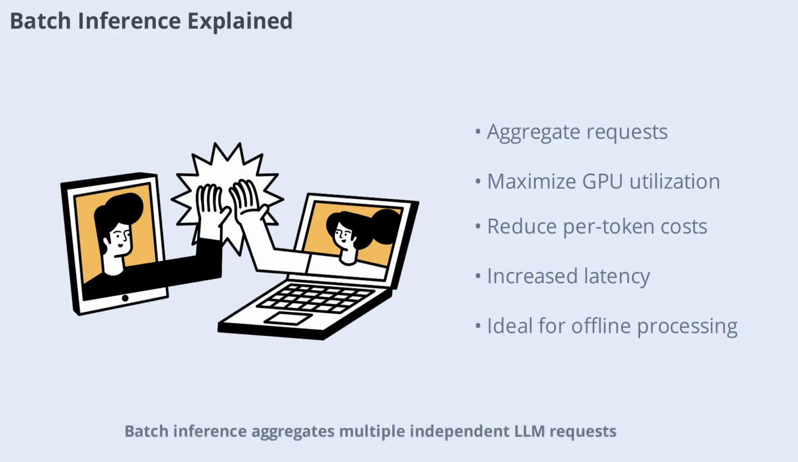Batch inference aggregates multiple independent LLM requests and runs them through the GPU pipeline simultaneously. This maximizes GPU utilization and significantly reduces per token costs, often by up to 50%. However, it increases latency, making batch inference ideal for offline processing rather than real-time chat applications. Use batch inference for tasks like bulk document analysis or large-scale data processing.